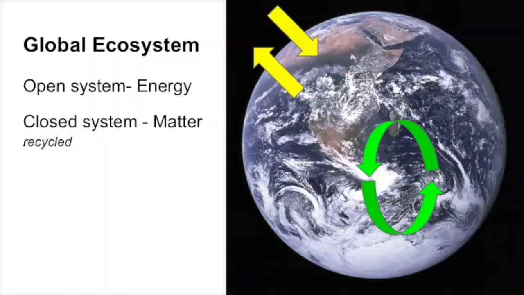However, when it comes to matter, matter is constantly being cycled. It's constantly being cycled and recycled, all right? It's constantly being used. Why is that? Let's take a look at our planet, okay? If we take a look at our planet, we will notice that Earth is considered a system, all right?